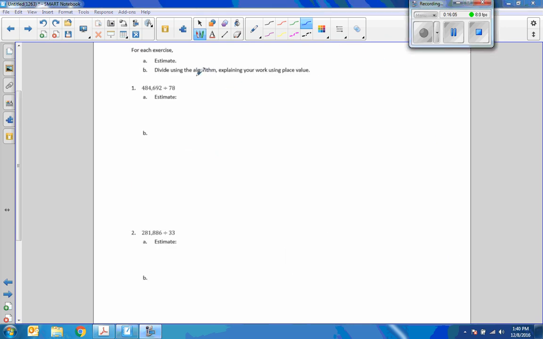Okay, now let's see what we did. First of all, we're going to estimate. And for the estimate, I would say 480,000, down to the nearest 1,000, divided by the nearest 10, which would be 80. Okay, rounded this down, rounded that up, and that's going to equal 80.